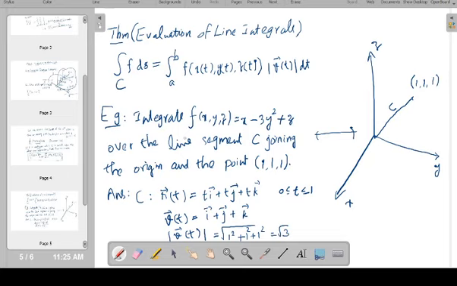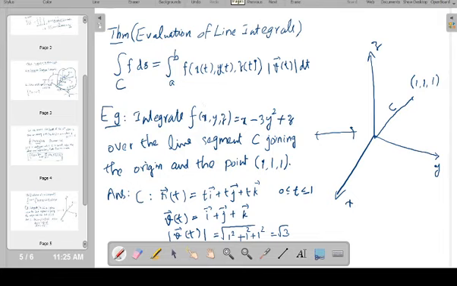And my integrand is f of x comma y comma z is equal to x minus 3y square plus z. So what is f of x of t, y of t, z of t?